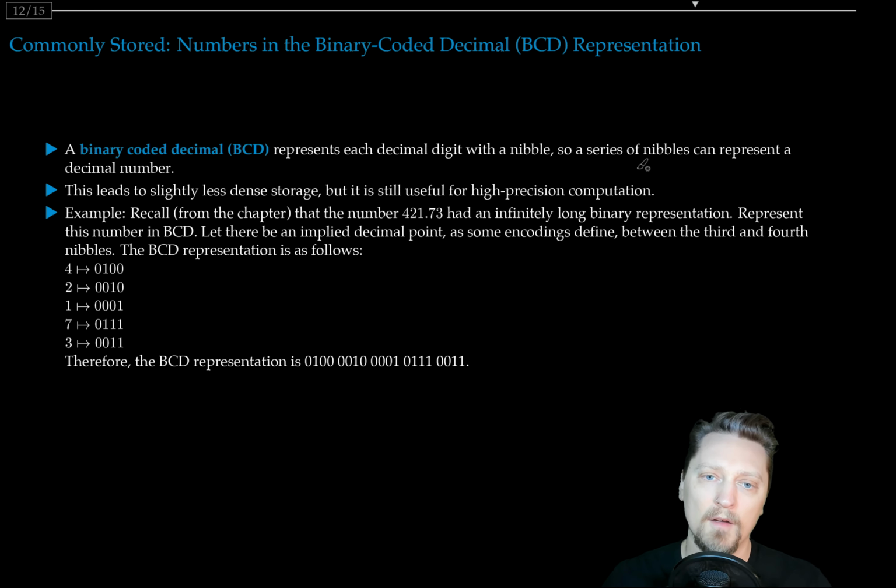For example, recall from the chapter that the number 421.73 had an infinitely long binary representation, and therefore to store it in memory it would require truncation. Represent this number in binary coded decimal. Let there be an implied decimal point, as some encodings define, between the 3rd and 4th nibbles. The BCD representation is as follows. 4 could be represented with this nibble, 2 with this nibble, 1 with this nibble, 7, and 3. So each of these decimal numbers is represented with a nibble in binary. Therefore, the BCD representation is given here where they're all strung together.